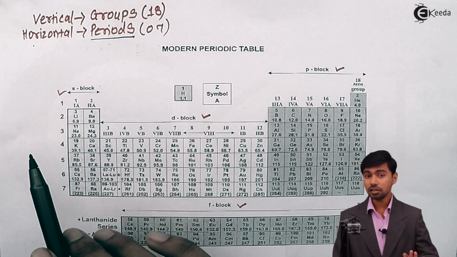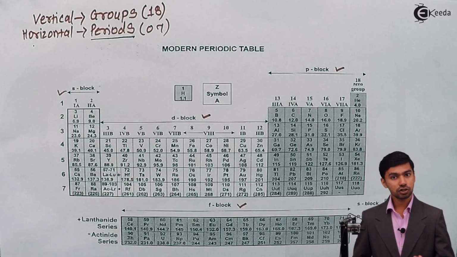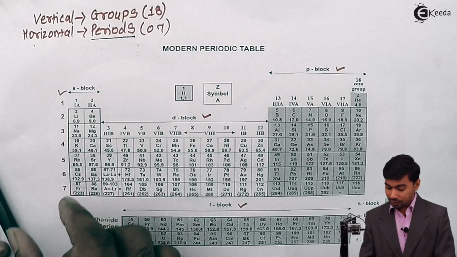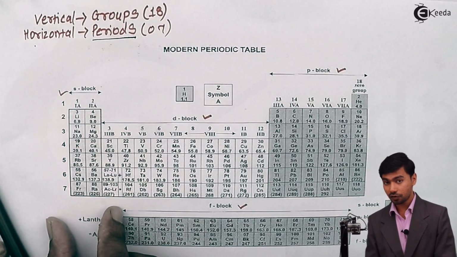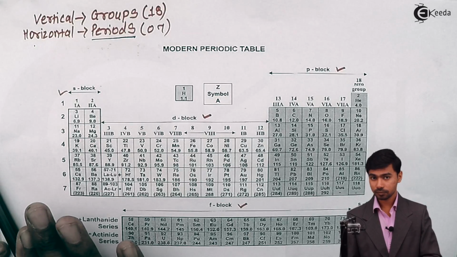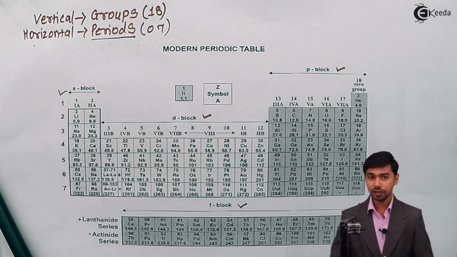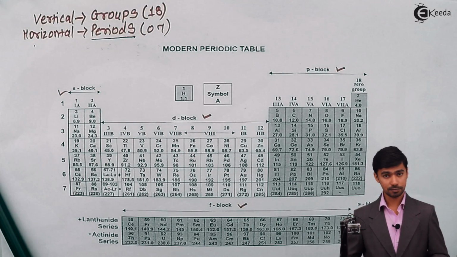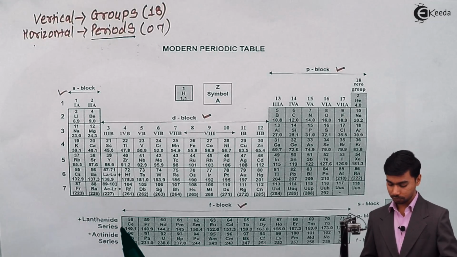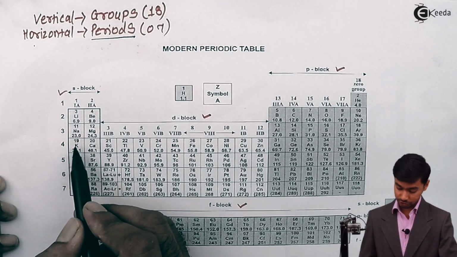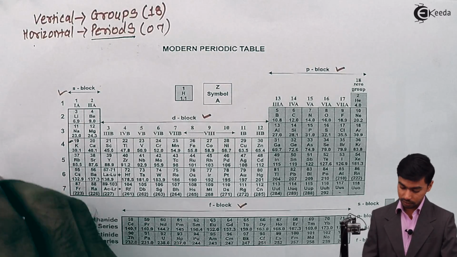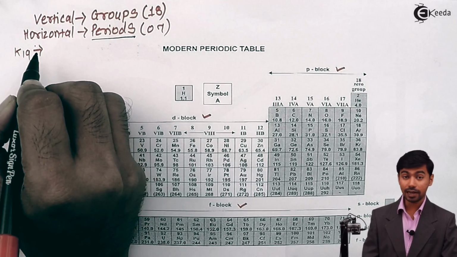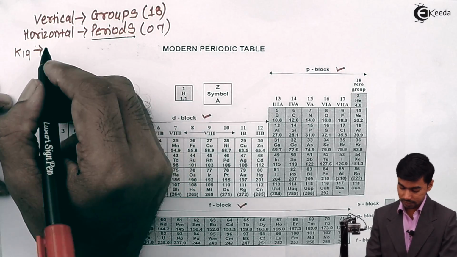Now, S is nothing but a subshell. S stands for sharp. So, the elements present in this S block are supposed to have their valence electron in the S subshell. Let us take an example of an element from the S block. Take potassium, which has atomic number 19. If we go for its electronic configuration, what does it have?